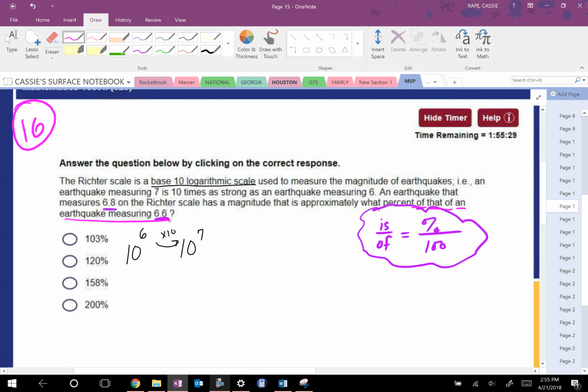So it's actually asking you this. If you have, so of is the 6.6, 10 to the 6.8, because that's what it means when it says that it measures 6.8 on the Richter scale, out of 10 to the 6.6 equals what percent, that's what it's asking for, over 100, okay?